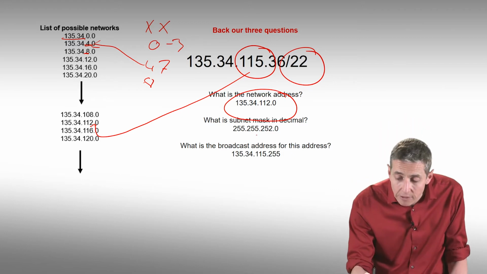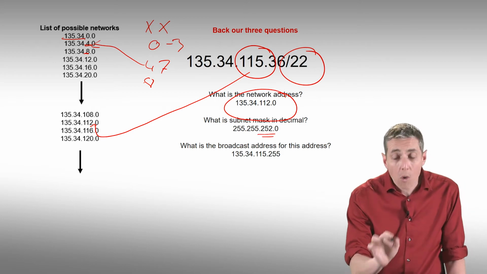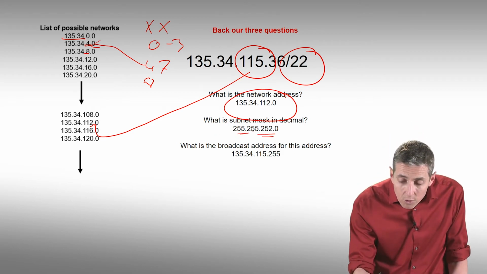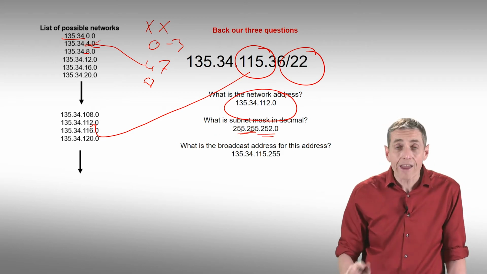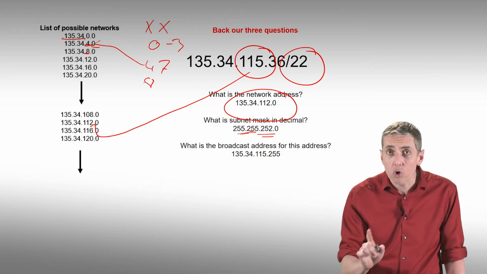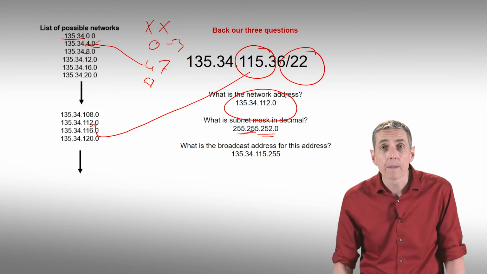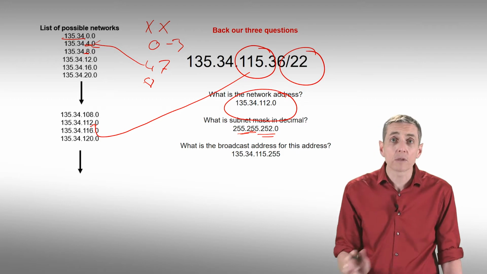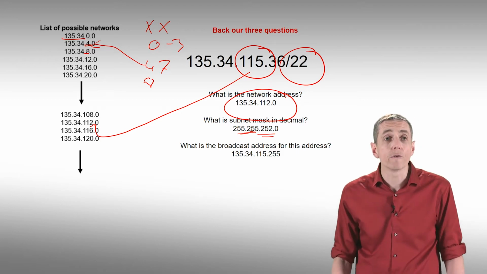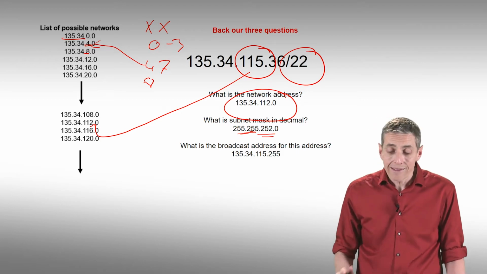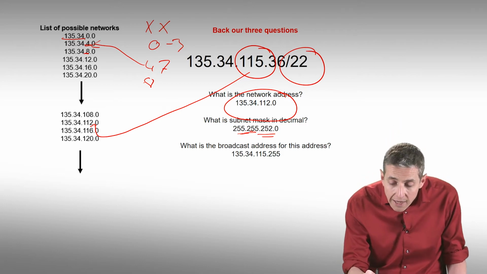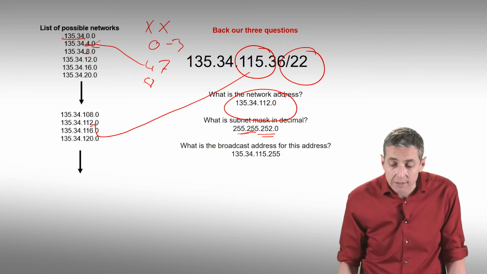How do we get that value of 252? Well, we know all the 8 bits are turned on here, and only the first 6 bits are turned on in the 3rd octet. So if you add up all those 6 bits, like we've done many times before, you should get 252. Okay? The last bit, what is the broadcast address for this address?